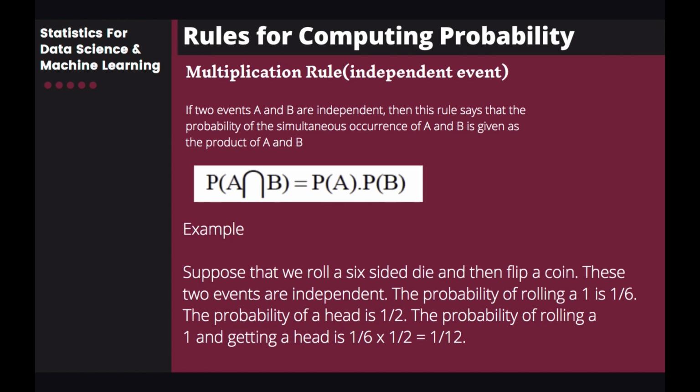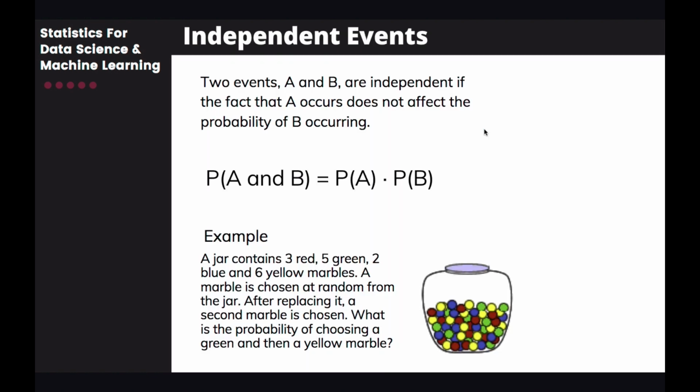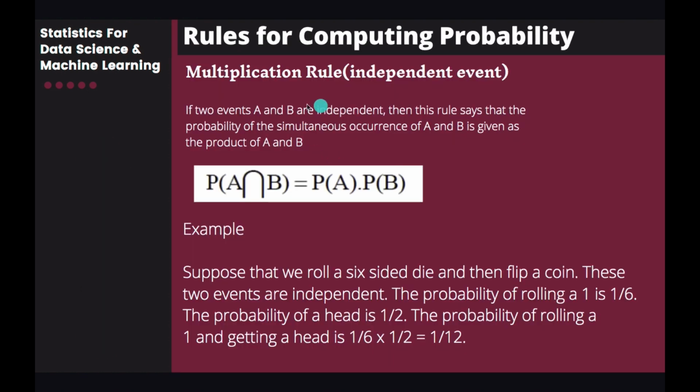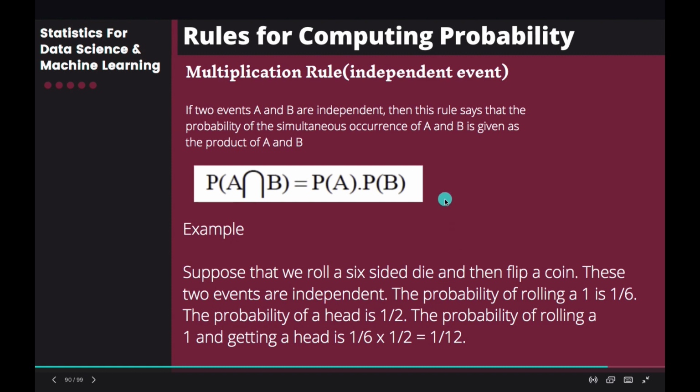All right, let's look at some of the rules that we use in computing probability. Now we have seen independent events, right? And we have also seen the formula for independent probability, which we have already used. Now this is just a further example of that.